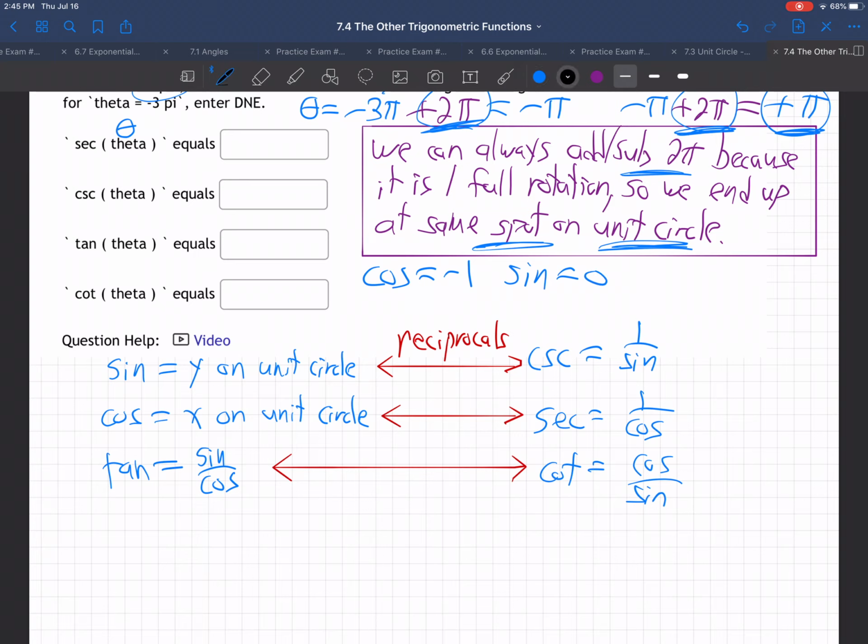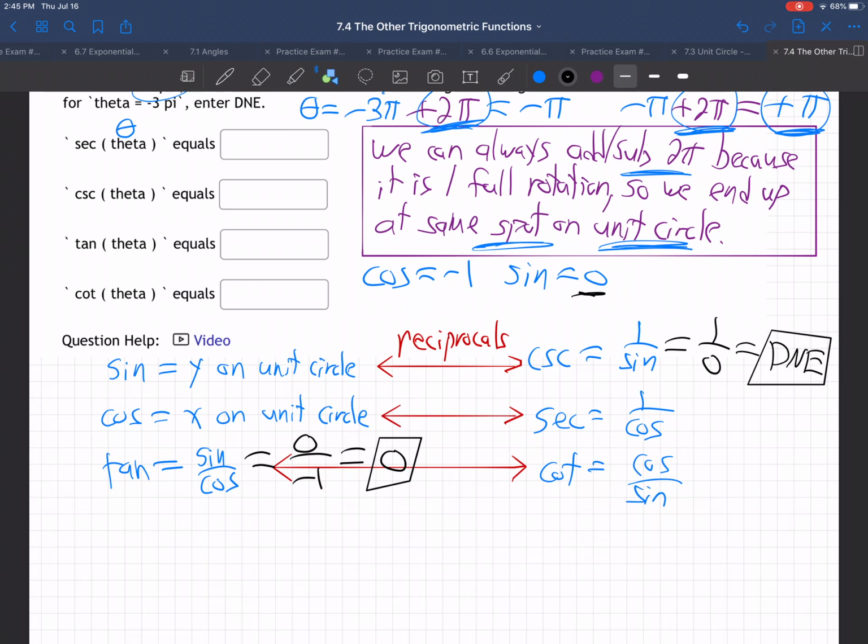So let's plug in the information then. Tangent is sine over cosine. It's 0 over negative 1. 0 on the top of a fraction is just 0. Next one, 1 over sine. This is 1 over 0. What is that? Does not exist. Do you know about that? You can't have 0 on the bottom of a fraction. That does not exist. Cosine, that's negative 1. 1 over negative 1, that's just negative 1.